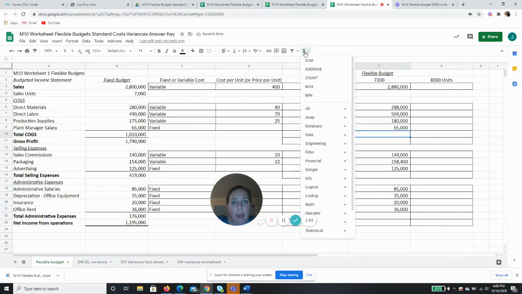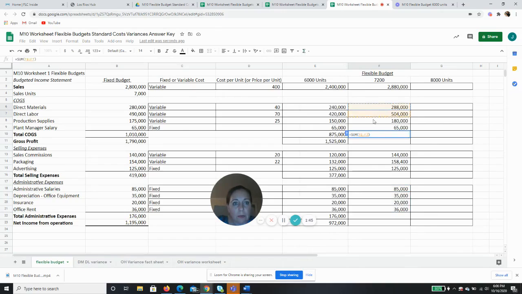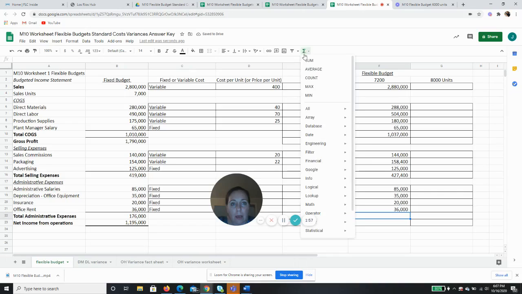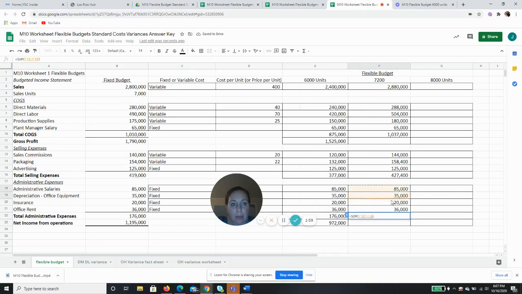I'm going to add up my cost of goods sold. I'm going to add up my selling costs. I'm going to add up my admin costs. My admin costs are still 176,000 because they're all fixed, so that makes sense.